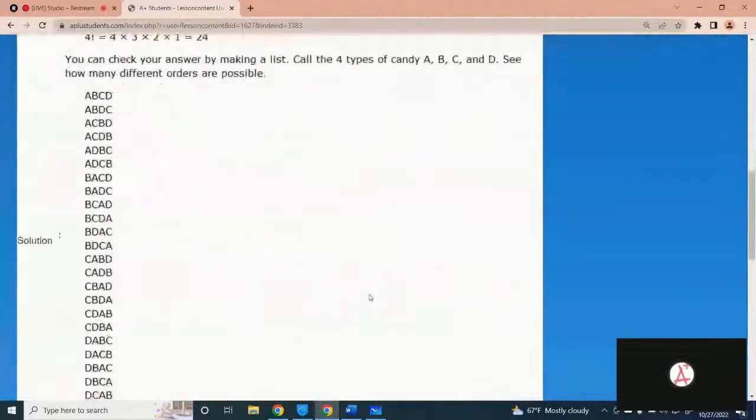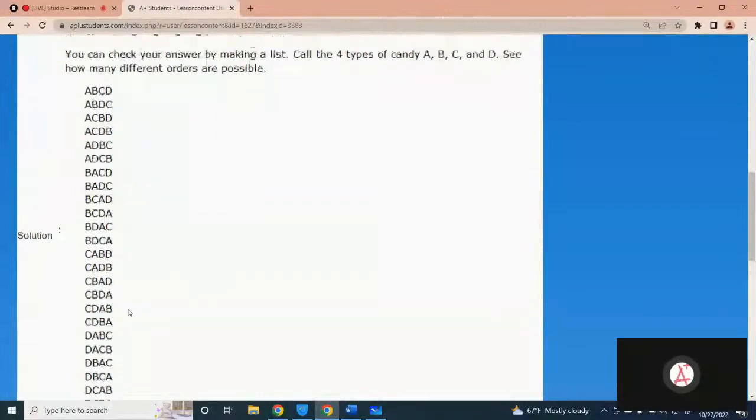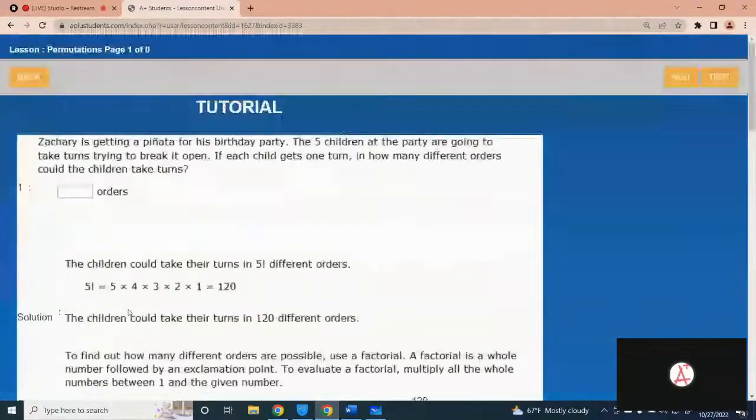Basically, you have four. Let's suppose the four types of candies are A, B, C, D. For the four, you have 24 options. You can write A first, then B, C, D for this one. Then you can write A first and B, D, C. So you have a total of 24 options. So we can say it is 4 factorial: 4 times 3 times 2 times 1, so we have a total of 24 options. Got it? Okay, let's start with the test.